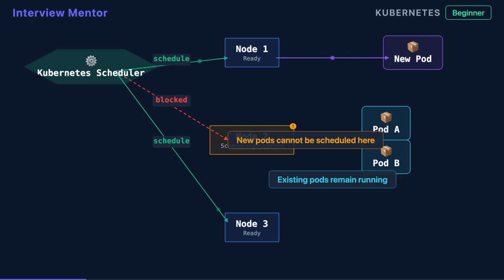But here's the key difference from shutting it down. All existing pods continue running exactly as they were. Nothing gets evicted or restarted. This makes cordoning perfect for preparing a node for maintenance without causing immediate disruption.